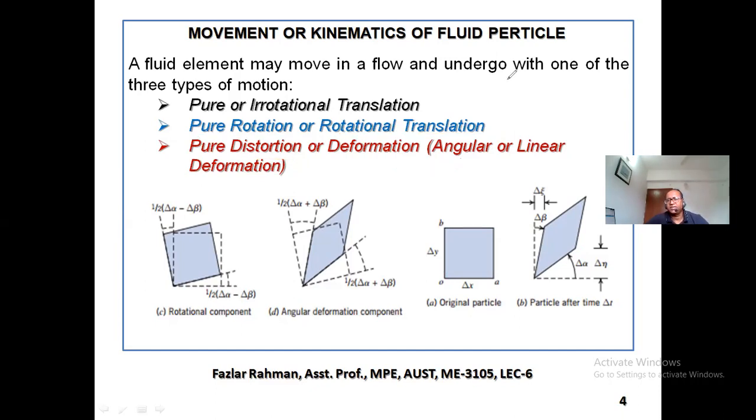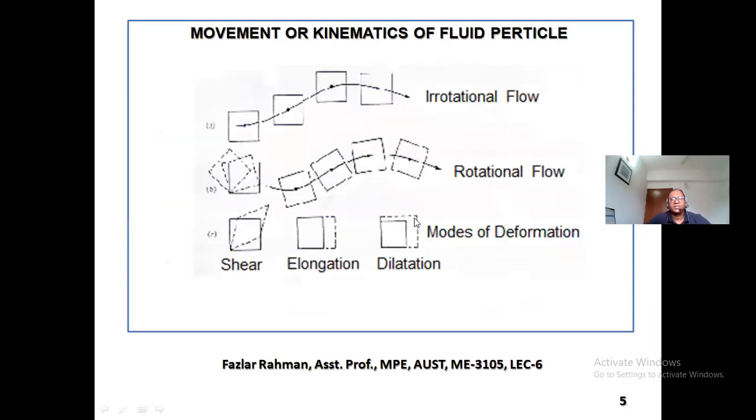So we'll check what the condition is for translation, and what the condition is for angular deformation. If there is an angular deformation, what does it mean? That means there will be a vortex. So mathematically, you can prove when there will be a vortex and when there will be no vortex. You can prove it mathematically, okay?